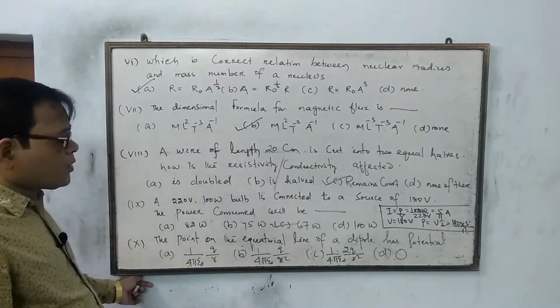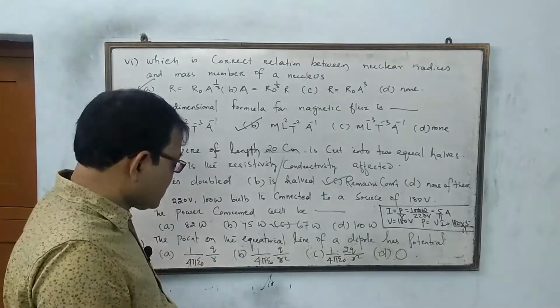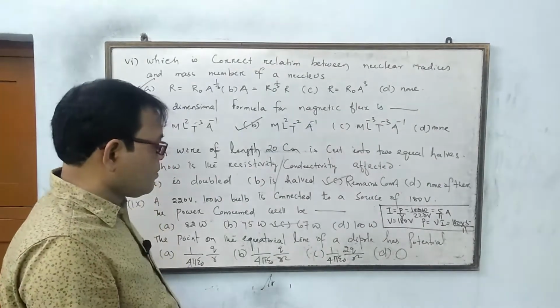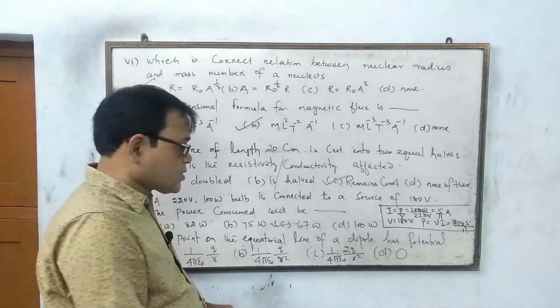The point on the equatorial line of a dipole has potential equal to dash. We know that the electric potential at a point on the equatorial line of a dipole is 0.